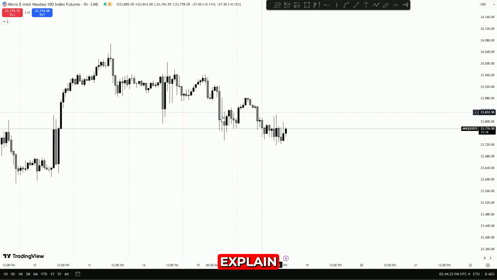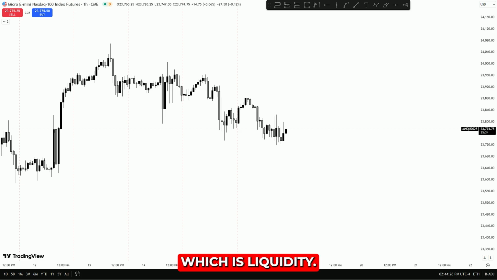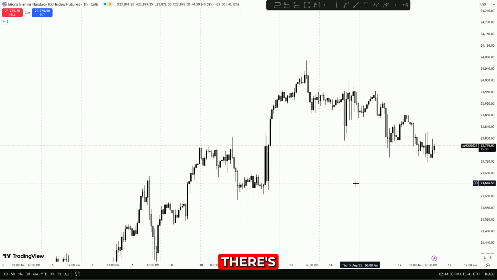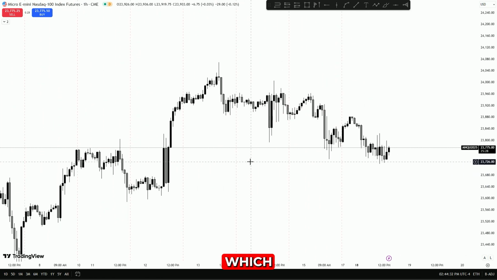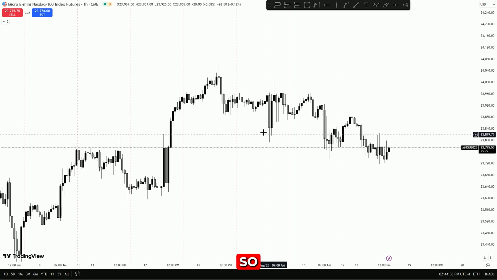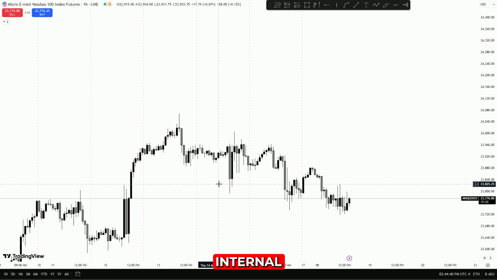And today we're gonna explain the most important thing in the market, which is liquidity. As we all know, there's always liquidity in the market, which helps the market to flow. If there is no liquidity, the market is never going to flow. There are two types of liquidity: internal liquidity and external liquidity.